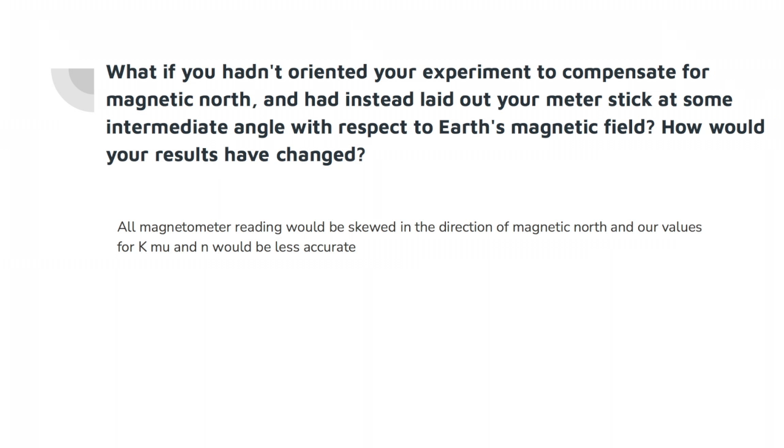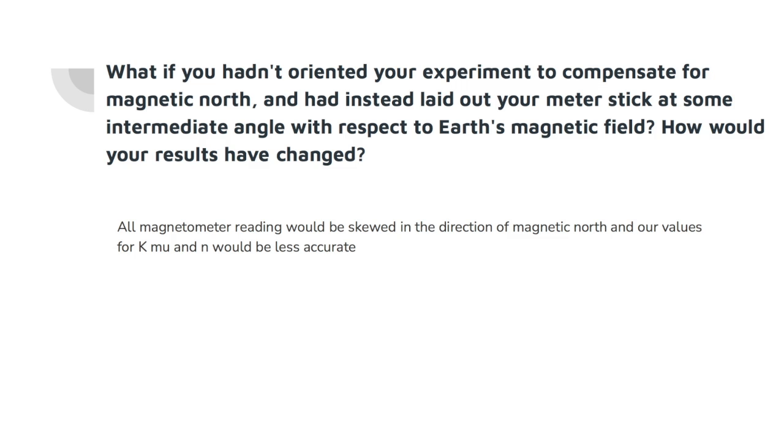Now, what would have happened if we hadn't oriented our experiment to compensate for magnetic north, and instead laid out the meter stick at some angle that wasn't perpendicular to Earth's magnetic field? How would our experiment be different?